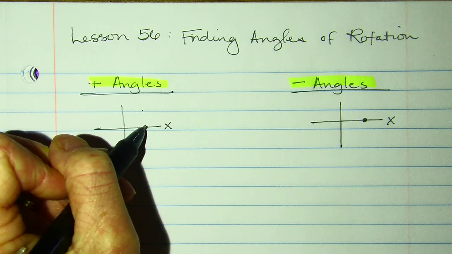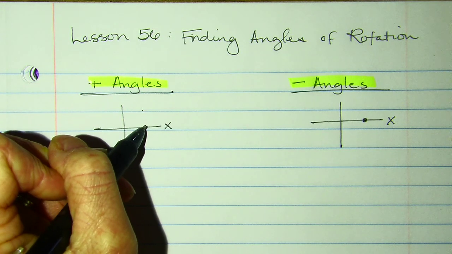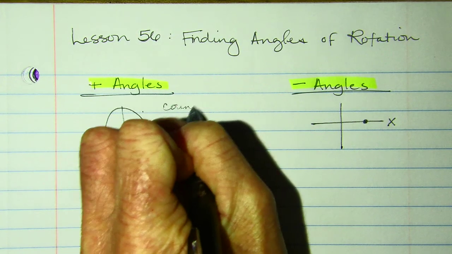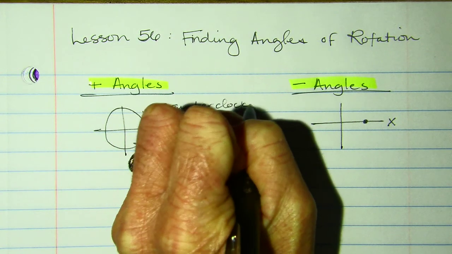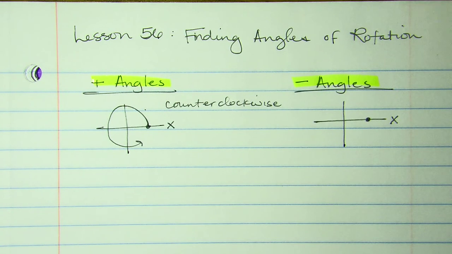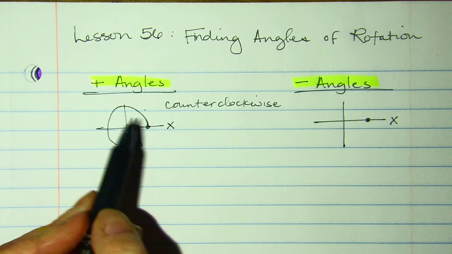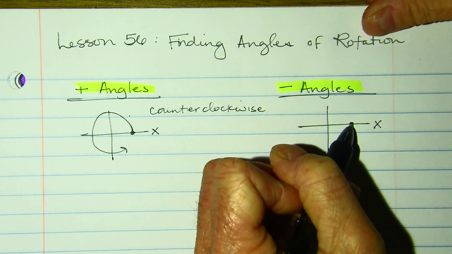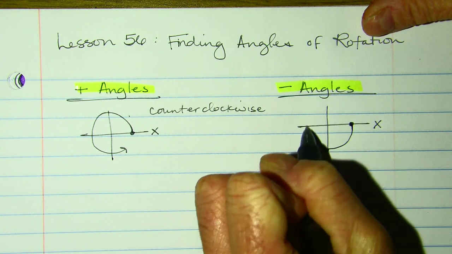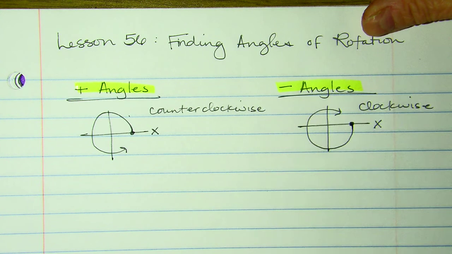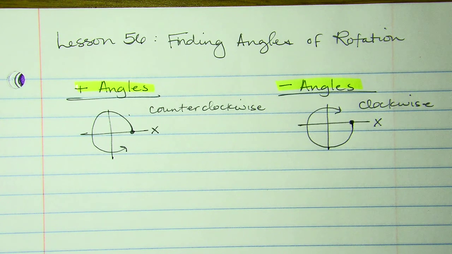Now, a positive angle is formed when you start at the x-axis and you move counterclockwise, which is a very long word. But positive angles are formed counterclockwise from the positive side of the x-axis. Now, negative angles, you start from the same place, from the positive side of the x-axis, but you rotate clockwise. So you start at the same place, but you end somewhere different.